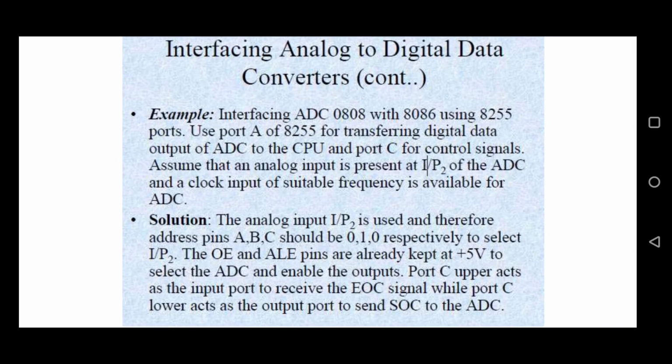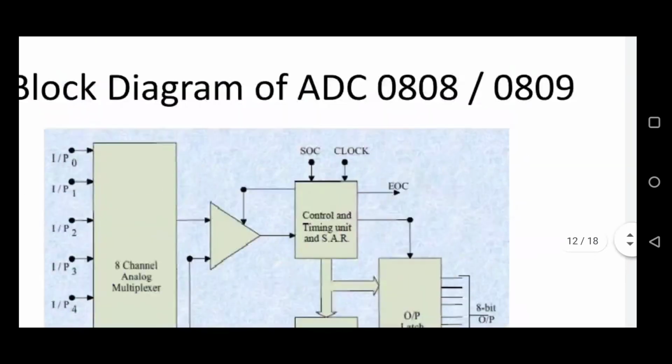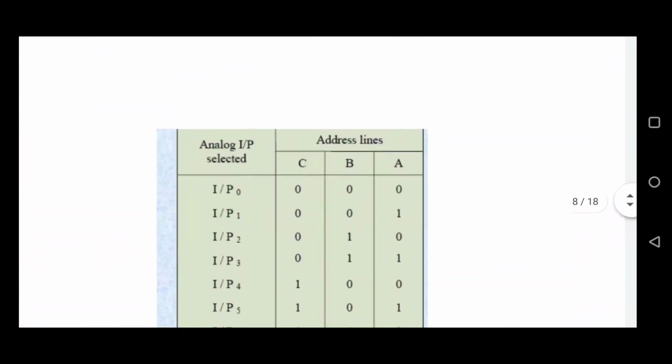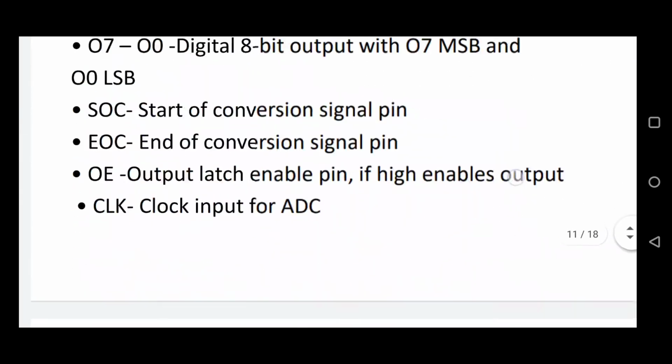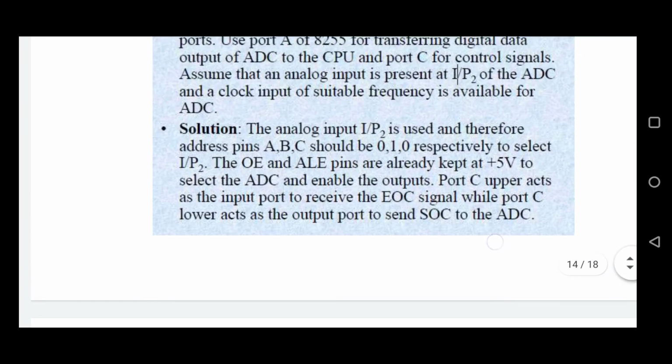The input given is 2, so analog input 2 is used, and therefore the address pins ABC should be 010. I already explained this in the previous slide. This table shows, for input 2, the condition of the address lines: 0 1 0. Here the output enable pin and ALE pin are already kept at plus 5 volts.